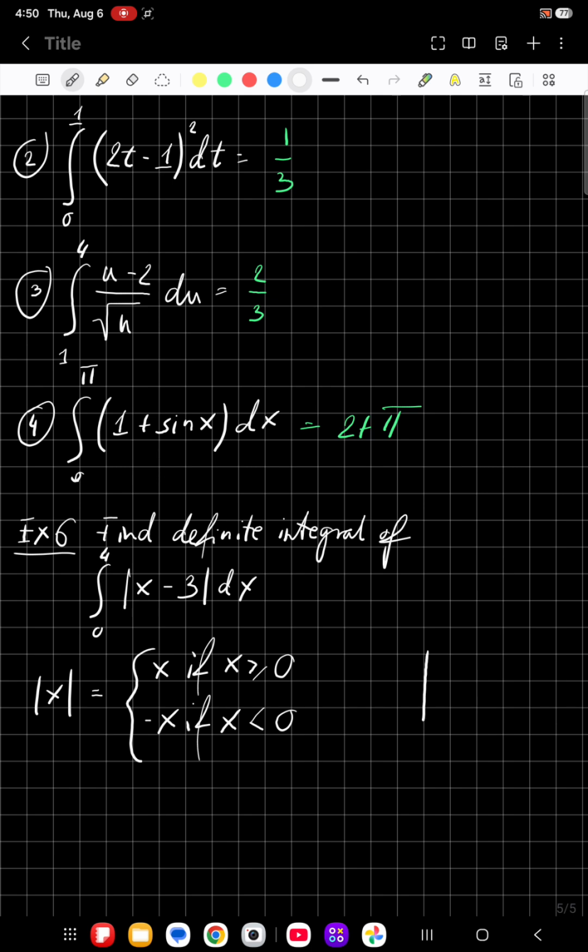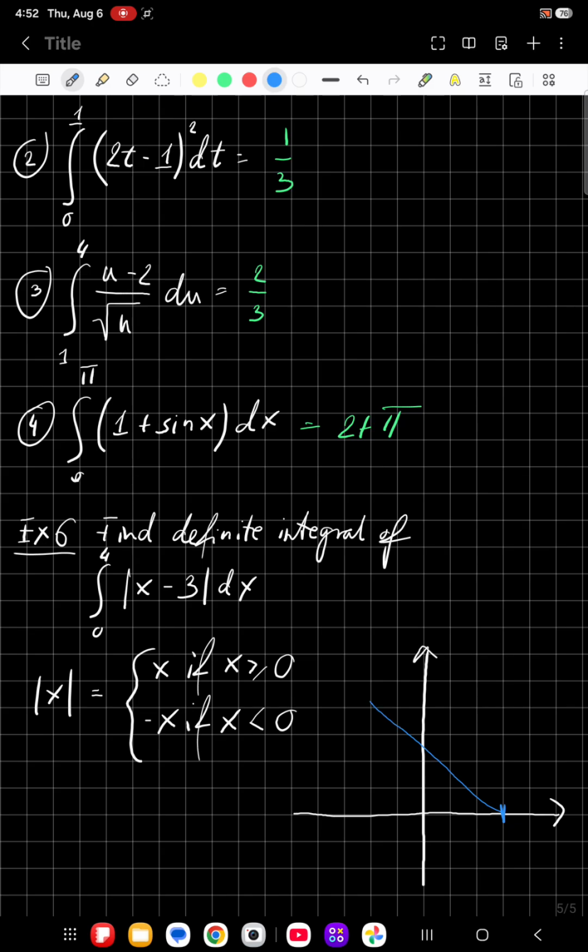Let's look at our particular function, which is x minus 3. It's not just absolute value of x. So I have absolute value of x minus 3. That means I have absolute value moved to the right by 3. All right, so let's graph it. 1, 2, 3. So we're here. And here's the graph. It's just that regular absolute value V.